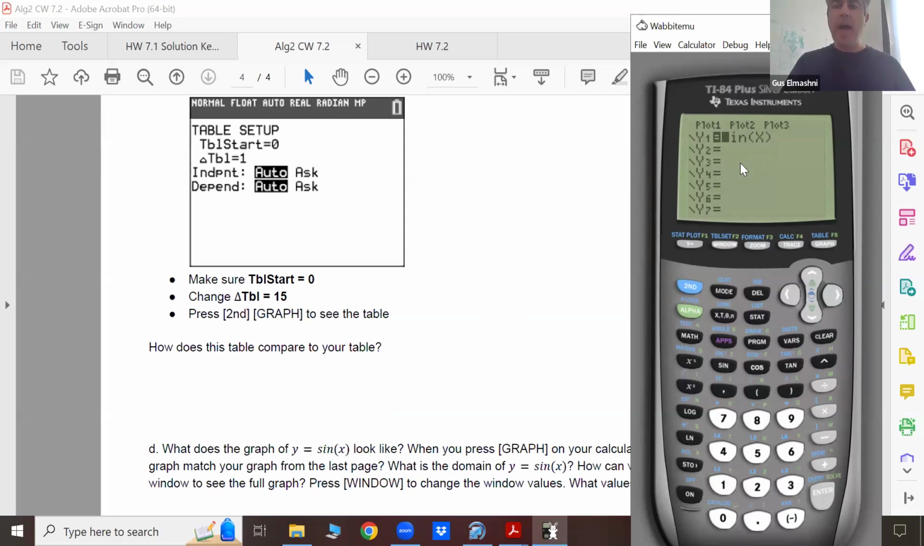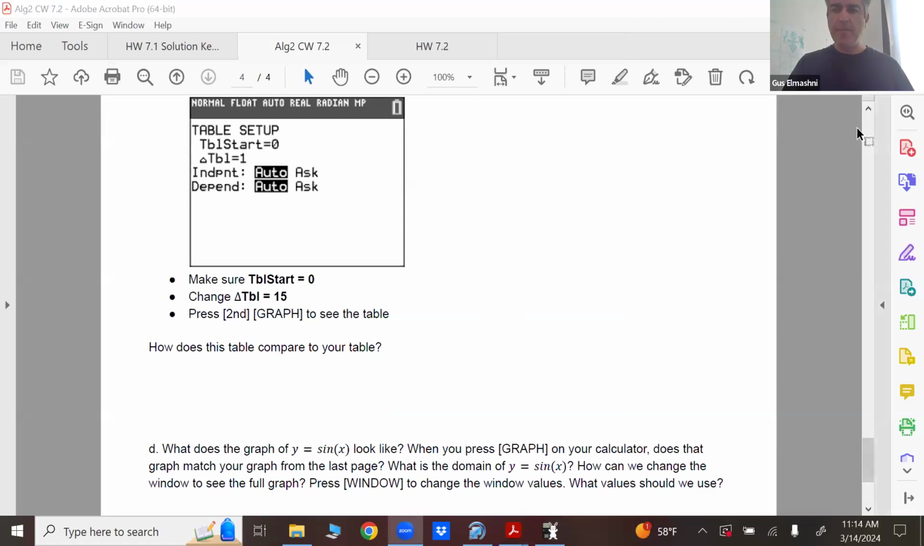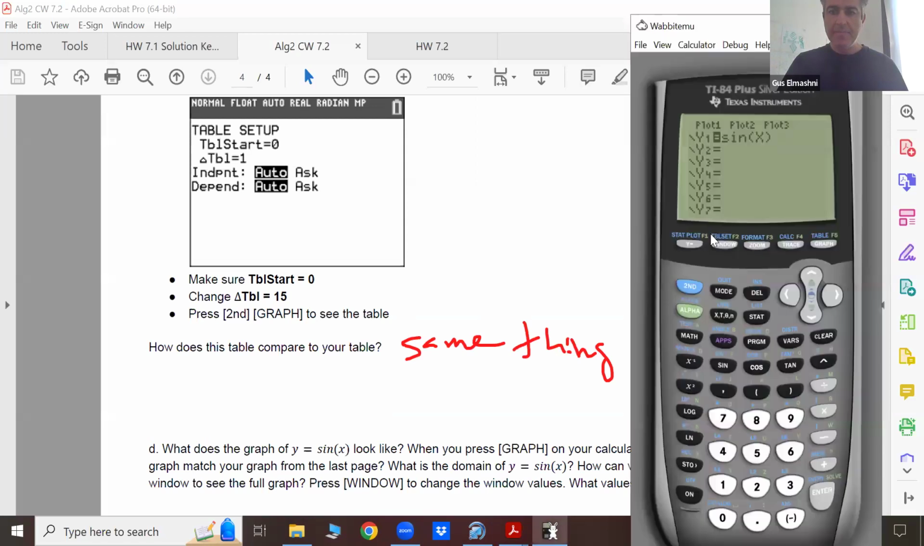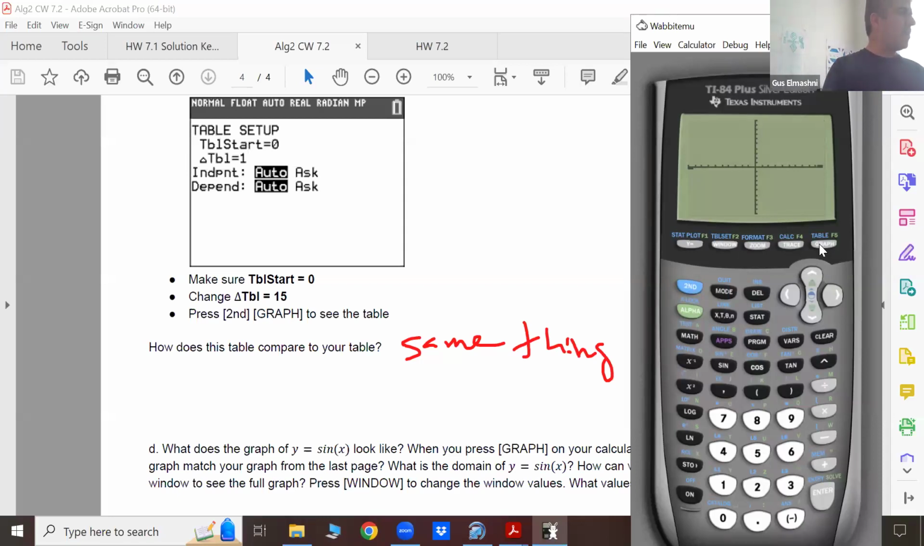So what happens when you do this? How does this compare? It's the same. That's how it compares. So what does the graph look like? Let's go back to the calculator one more time, then I'm done. Hit second window, make sure 0 is starting and 15 is the change, and then hit second graph to see the table. But you have to type in the equation first. Do you have the equation typed in? I've made it 15.